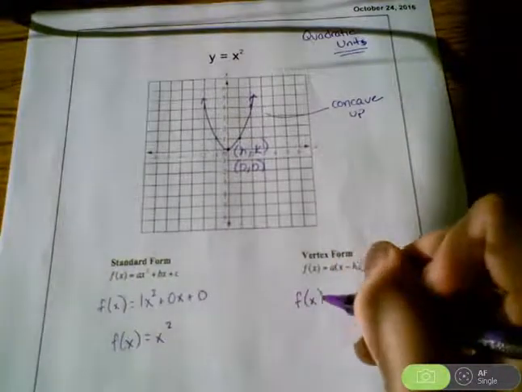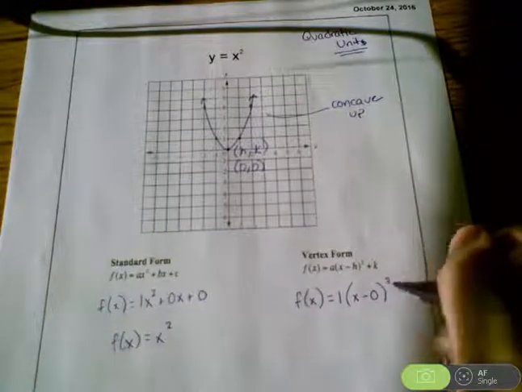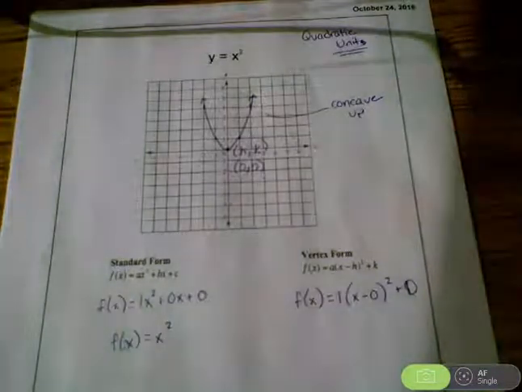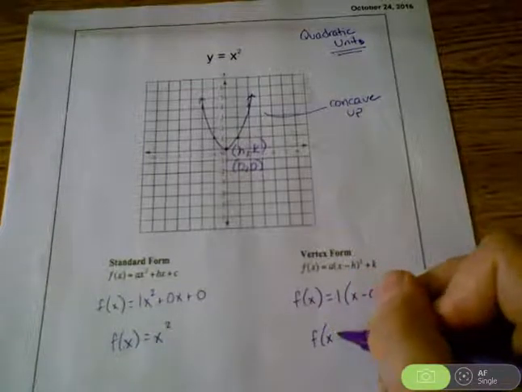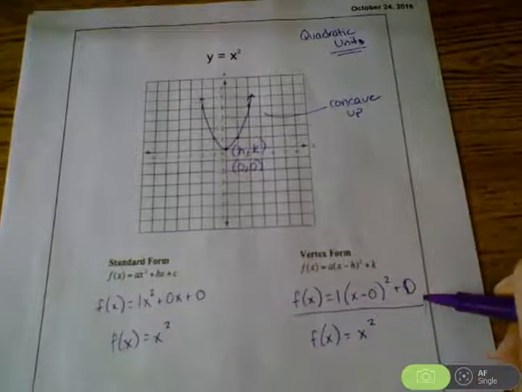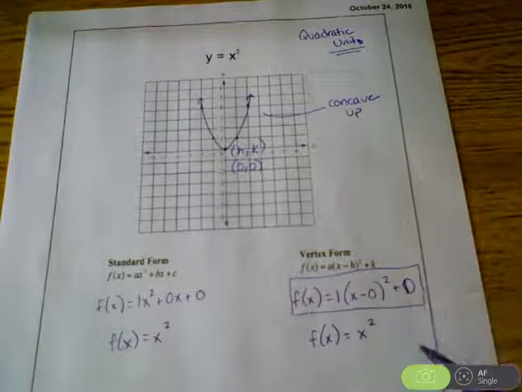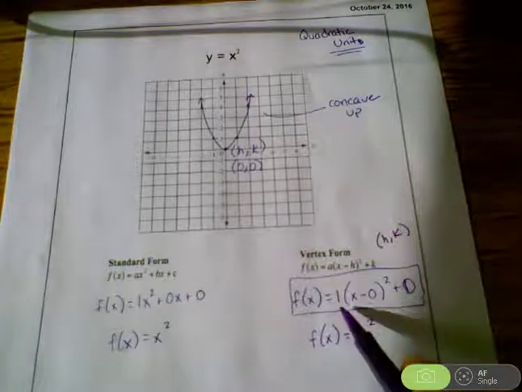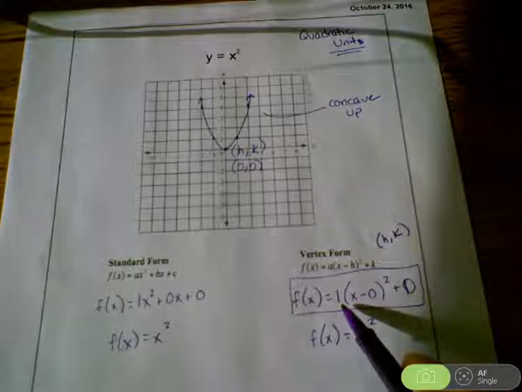The parent function in vertex form looks very similar to that. And here's the reason why, right? If we were to simplify this whole thing, we'd end up getting the same thing that we got in standard form. But vertex form actually gives us some really good pieces of information. It tells us what the vertex is. Remember, the vertex is HK. And it also tells us whether or not it flips up or flips down. So is it concave up or concave down?